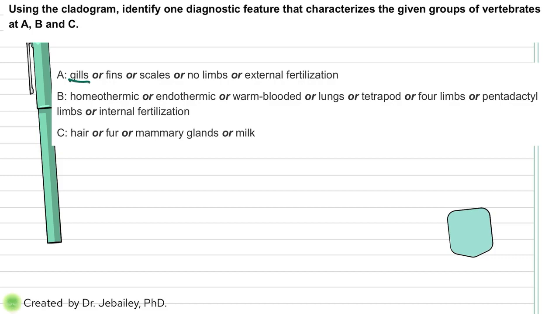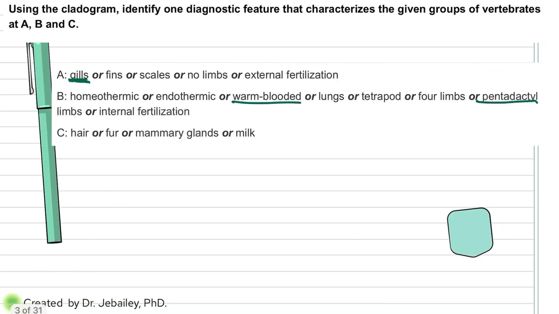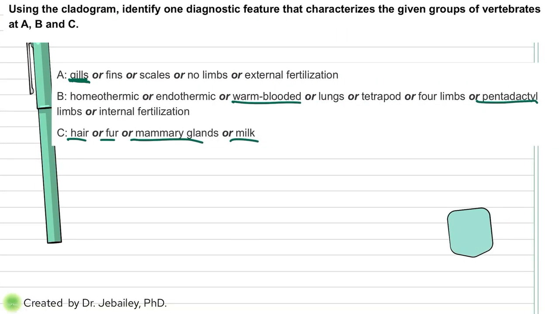So first the gills, as I said. Endotherm, warm-blooded. Ooh, I could have used the warm-blooded. The pentadactyl, which I mentioned here, right? The 5 fingers, right? And the hair, the fur, the mammary glands, or the milk. And what have I mentioned? The placenta. Didn't have the placenta here. So I would not get the point on the last one. But hair, fur, mammary glands, milk, now that I know, I am ready to get that point.